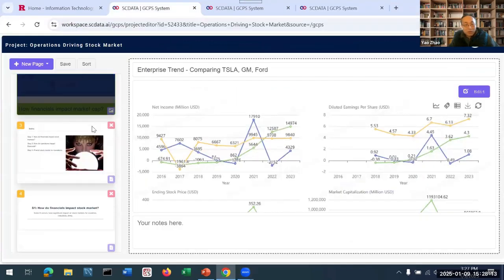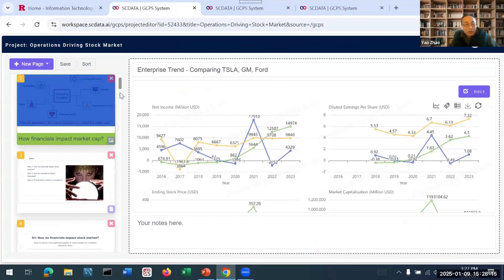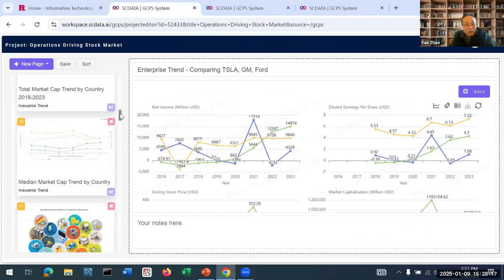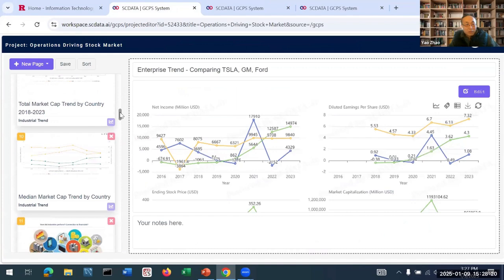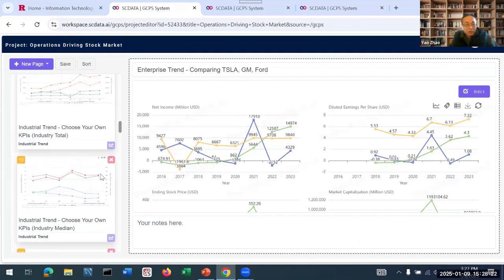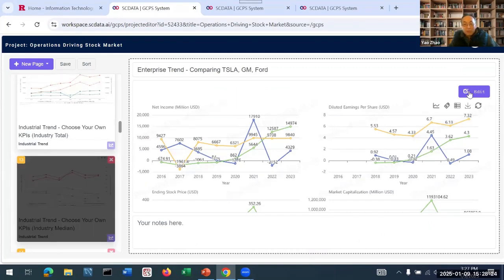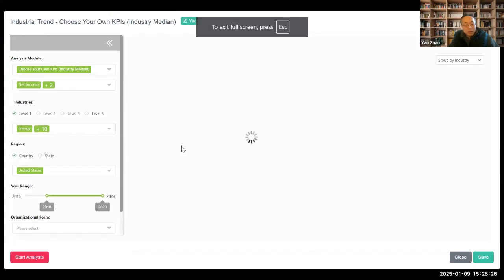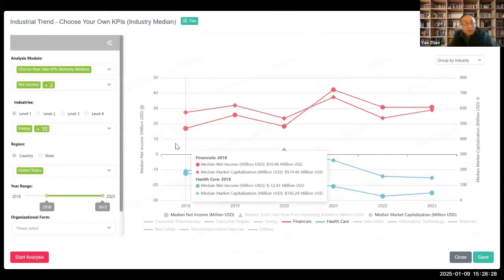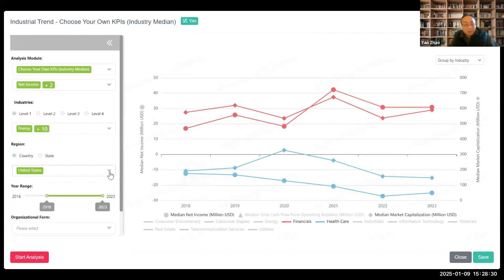So let me just come back here. Let's say you're interested in a different country, or maybe industries. Let me bring up the control panel. Here I selected the United States. Now, if you want to select a different country, feel free.